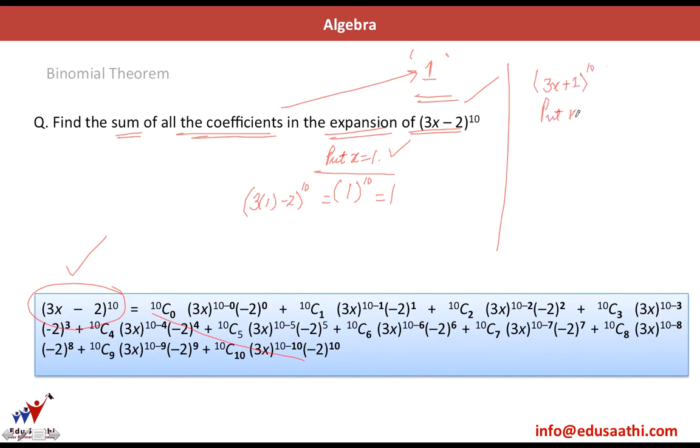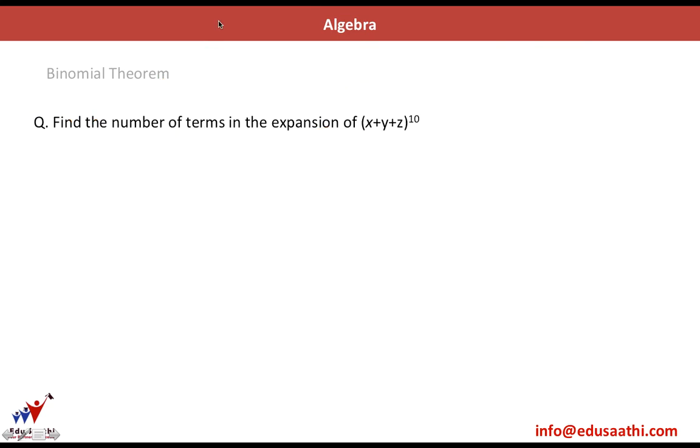Now if instead of minus it was 3x plus 2 raised to power 10, I'll simply do the same thing. I'll put x is equal to 1 on the left hand side and right hand side. Actually, there's no need for you to do the right hand side part of it. You just put it here. You'll get 3 plus 2, which is 5 raised to power 10 as your answer. So very simple question. Just put the value of all the variables equal to 1. So if there are 2 variables or 3 variables, put all of them equal to 1 and you will get your sum of all the coefficients.